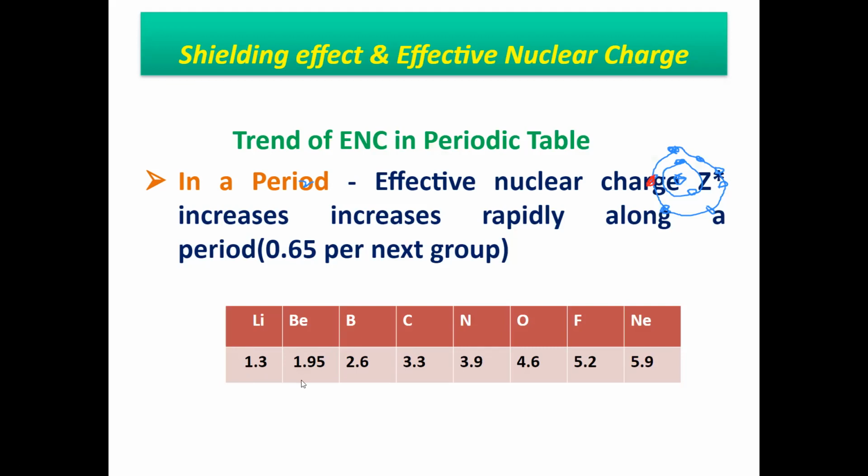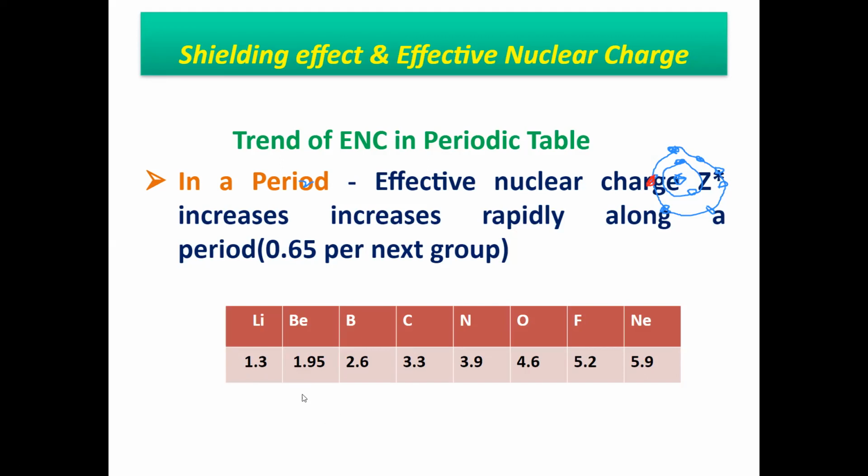Finally, what is observed here? The periodic property called effective nuclear charge, in the period from left to right, increases. How does it increase? Rapidly. How much does it increase? By 0.65 each time. Understand? Yes.